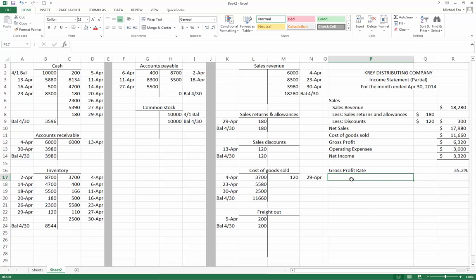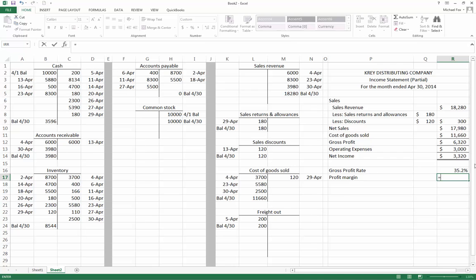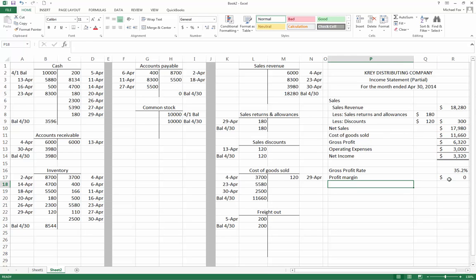And then our profit margin, sometimes it's called the net profit margin. That is our net income divided by our net sales. Again, we're going to want to tell Excel this should be a percentage, and we want a decimal. And that's it. That's the whole problem.